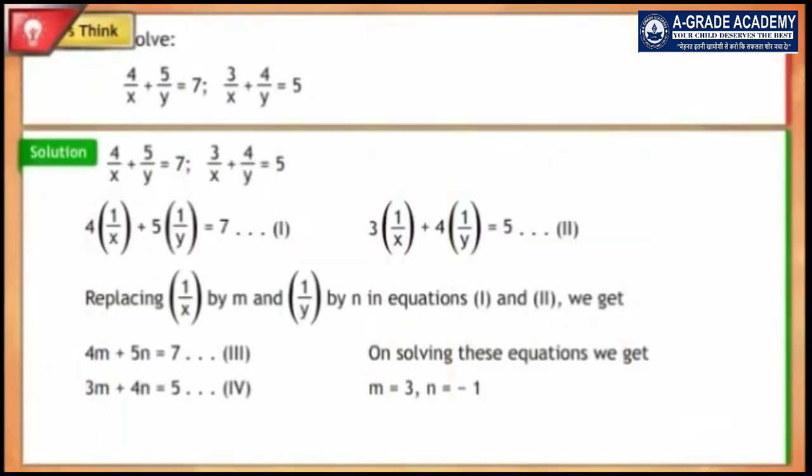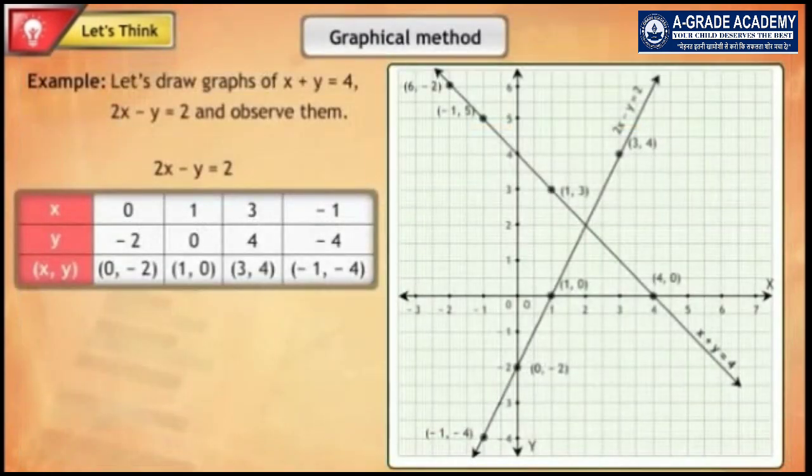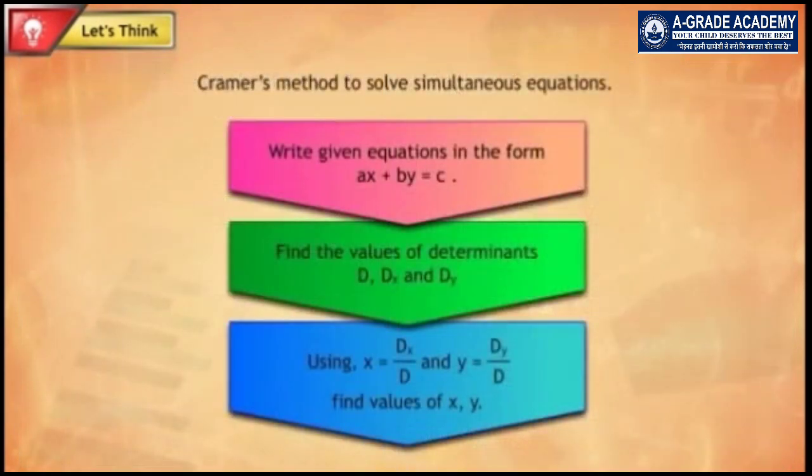Let's think. In the above examples, the simultaneous equations obtained by transformation are solved by the elimination method. If you solve these equations by the graphical method and by Cramer's rule, will you get the same answers? Solve and check it.